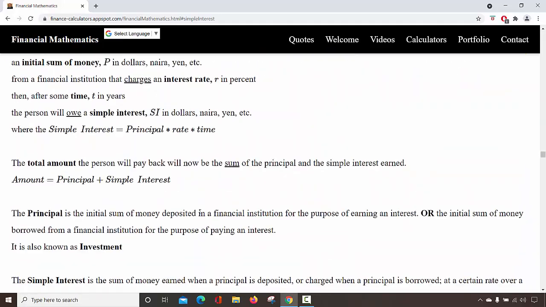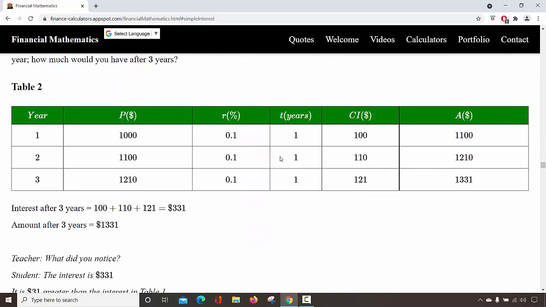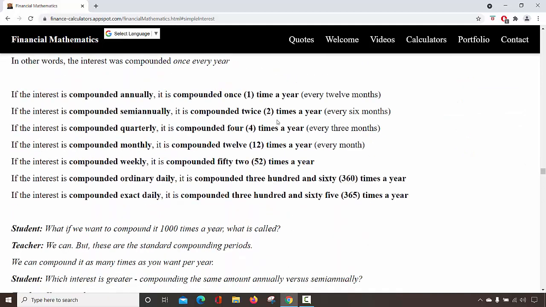Now remember, with compound interest, you're compounding it. In this example, we compounded annually, which means every year. However, you can compound semi-annually, twice a year. You can compound quarterly, which is 4 times a year, every 3 months. You hear of the quarterly GDP growth report on the news, on NPR. When you compound monthly, you have 12 times a year, which is every month. Compounding weekly is 52 times a year.